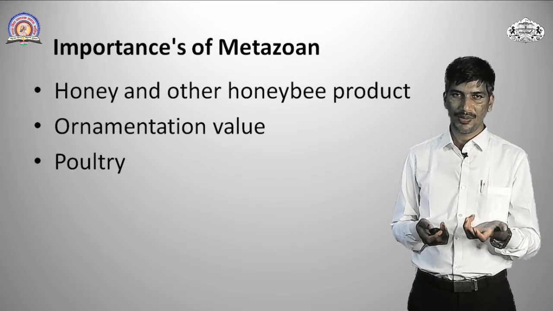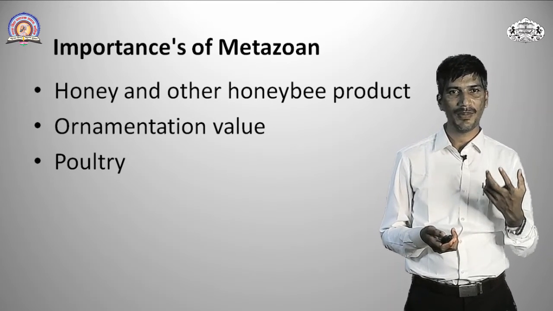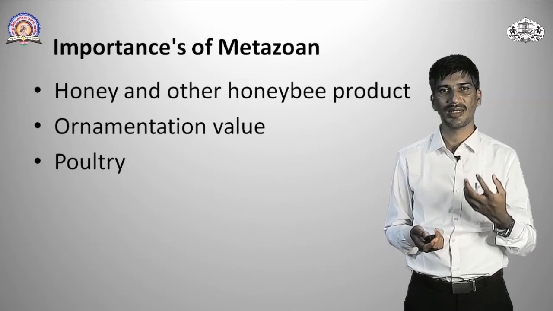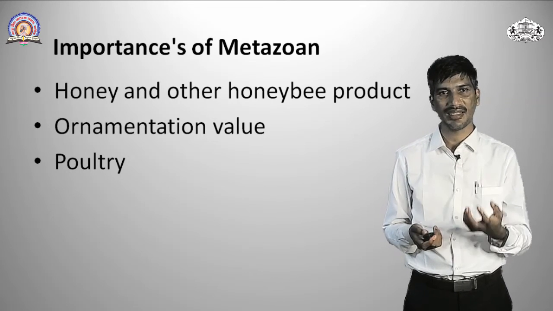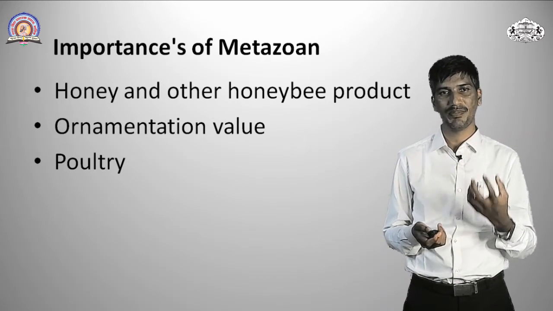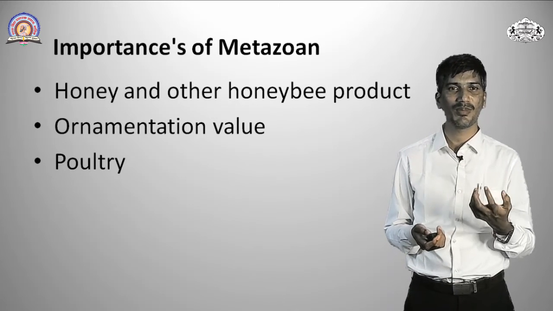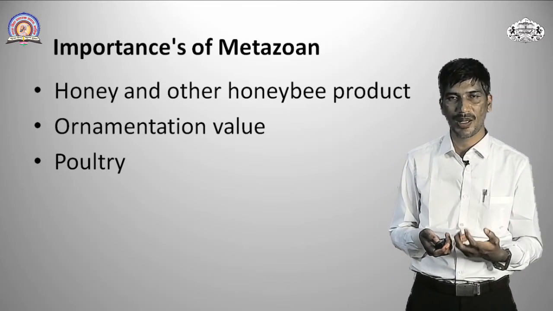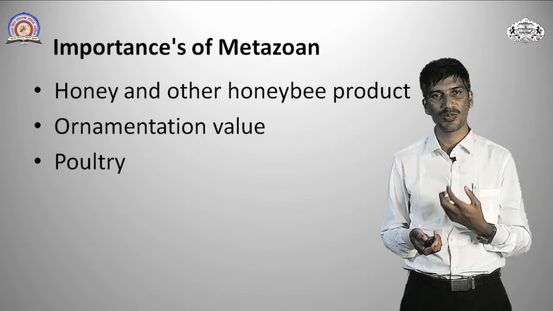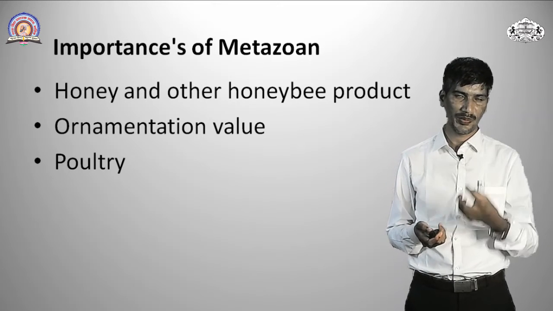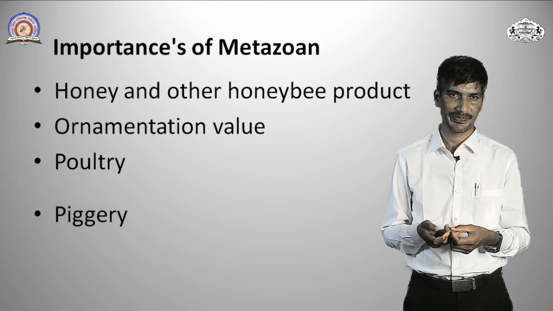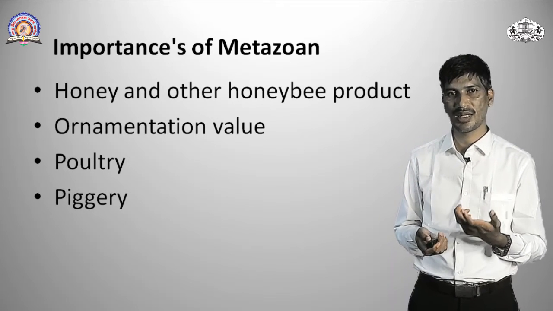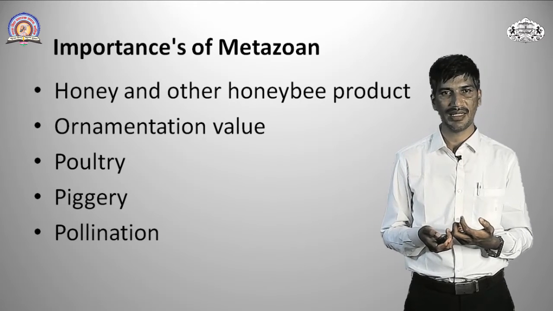Then nowadays poultry: about 50% of people need meat or flesh material, and of that, about 70% of meat is provided by the poultry industry alone, and this is very, very important. Metazoan animals are also helpful to the human food web as well as environmental conditions. Then piggery is also the same as other animals, an applied zoological application, providing meat.